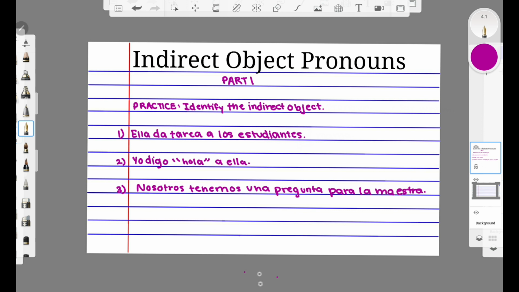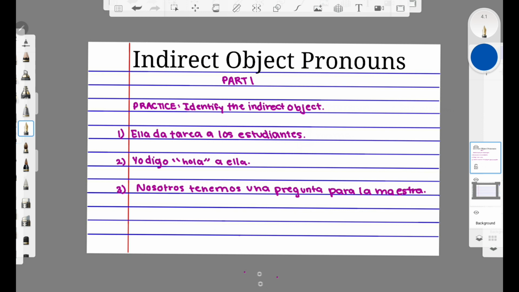And now it's time for practice. So identify the indirect object in each of the 3 sentences below, but also recall that these are unnecessarily long, which is why we need indirect object pronouns in the first place. And that's why it's so important, and we will be getting on to those very soon. So for now, pause the video and complete the practice by identifying the indirect object.